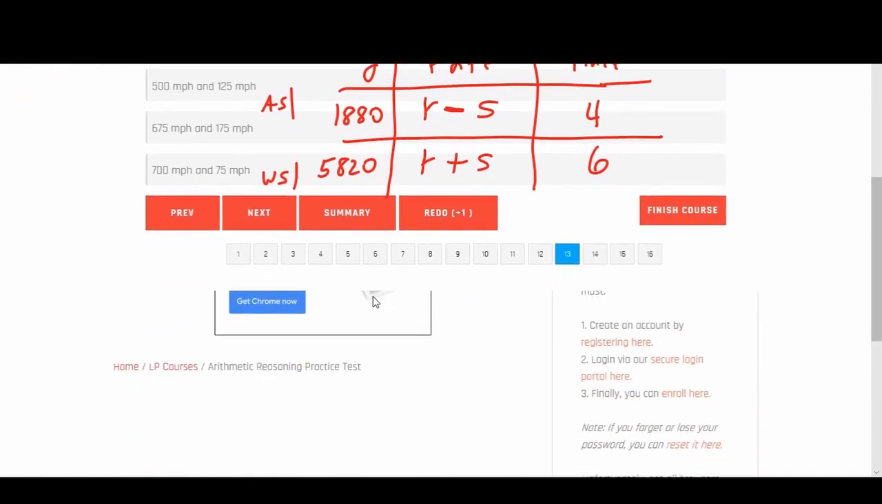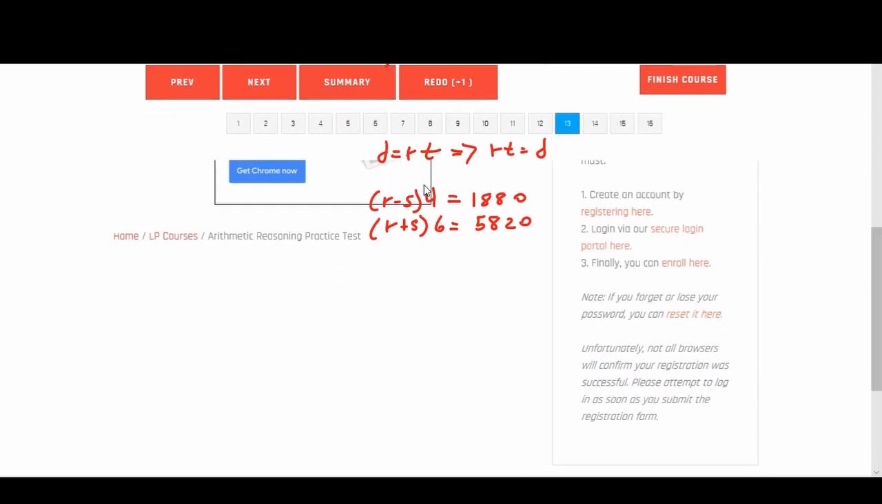And I'm going to move down here just so I can do it. Again, we're working with distance equals rate times time. I'm going to rewrite this equation to be this: r times t equals d. Again, I just took this d and moved it over there because it's going to help us set up an equation. So again, r is r minus s. The time is 4, and the distance is 1880. This one is r plus s. We know the time is 6, and the distance is 5820.